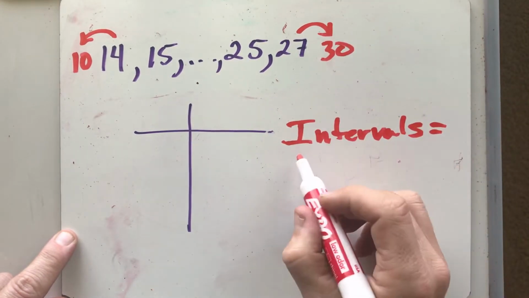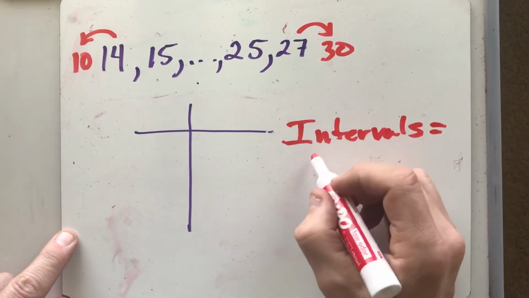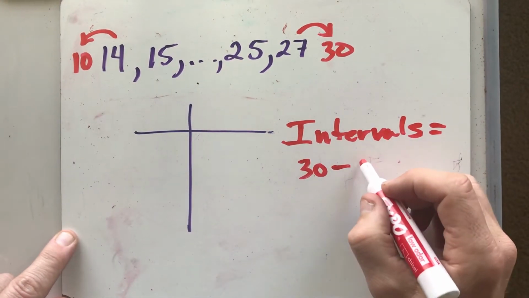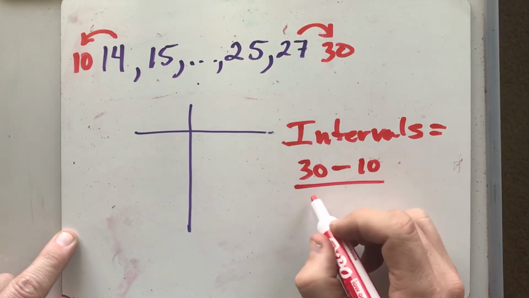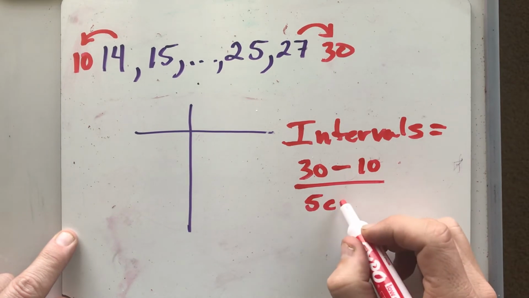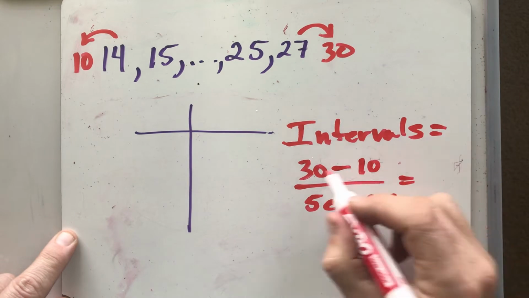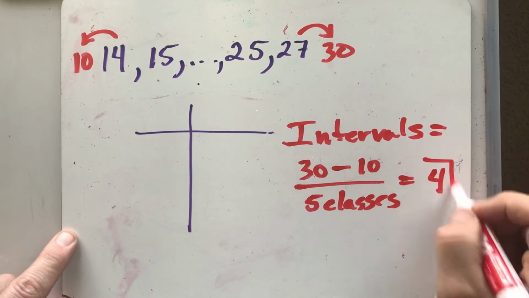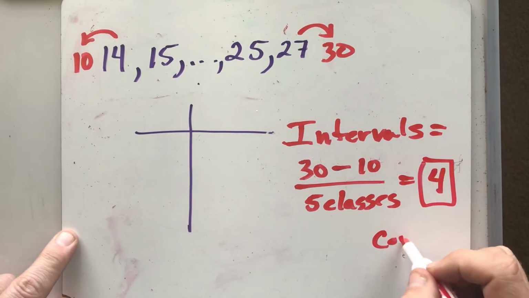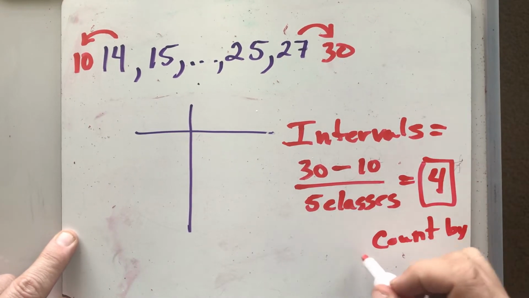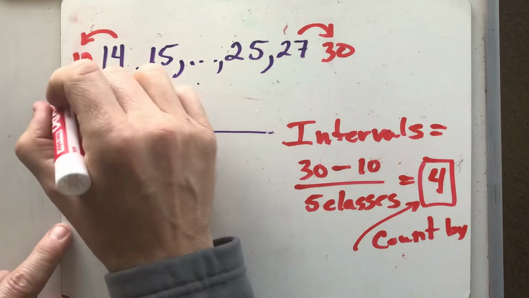Now when I'm trying to figure out my intervals, I take my largest, 30, subtract off my smallest multiple of 5, which is in this case a 10. I subtract those and I divide by how many classes that I want. I want to have 5 classes. Okay? And if I divide those out, I'll get 20 divided by 5, which equals 4. That's what I need to count by. So count by 4s, right there, and start from 10.